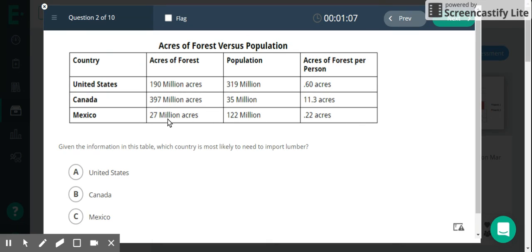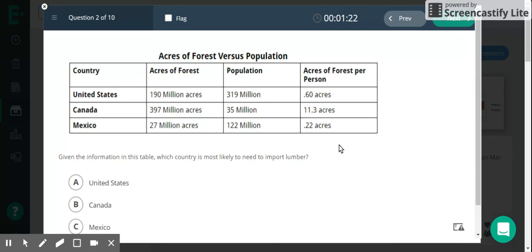Mexico has the lowest amount of forest, and they also have the lowest amount of acres per person. So because they are the lowest in acres of forest and acres per person, they would be the one who is in most need of lumber, which would be coming from the forest.